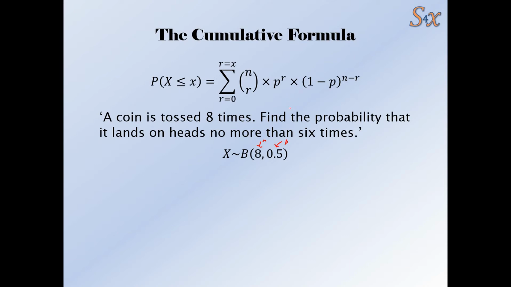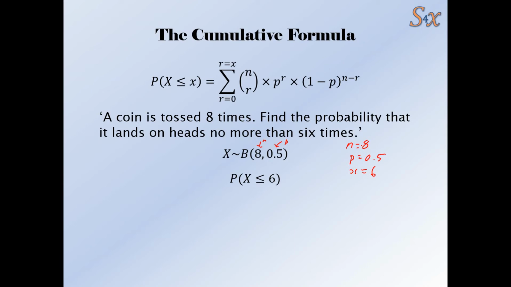Now we said no more than 6 times. Get good at writing down probabilities. This means X is less than or equal to 6. No more than 6 times means it could land on heads 6 times or 5 times or 4 times, all the way back to 0. So it's the probability X is less than or equal to 6. Okay, so we've got N is 8, P is 0.5, and little x is 6.